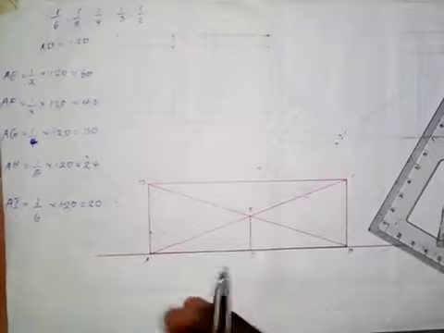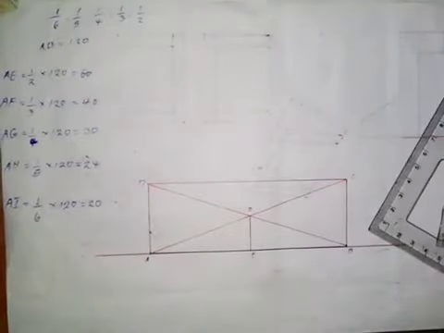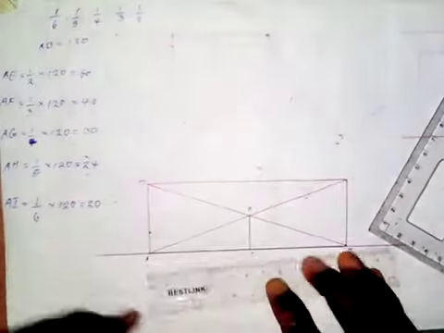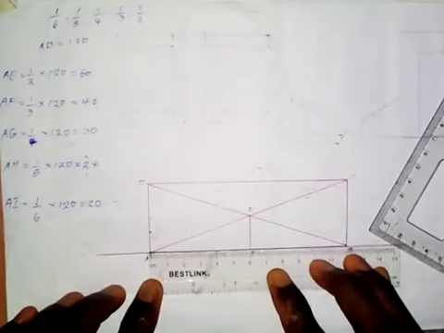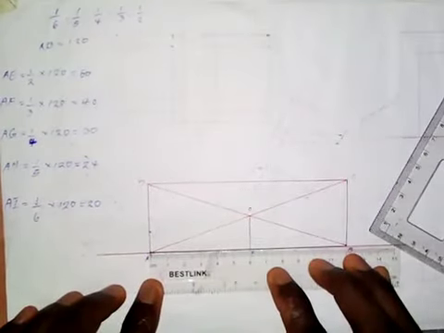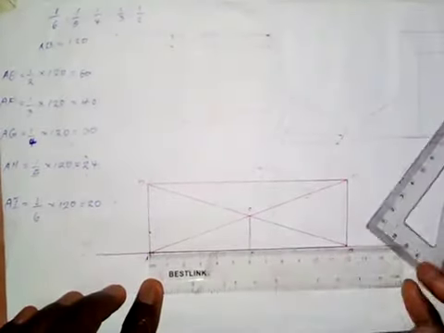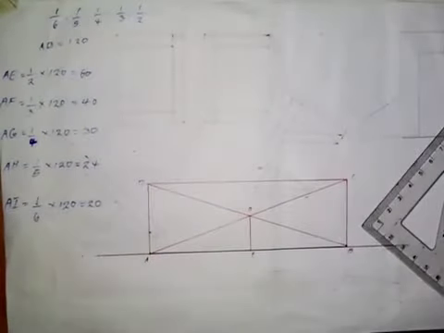This AE is 60 millimeters. If I take the measurement, you can see this is 60 millimeters, which is half of 120. So we have gotten the half.